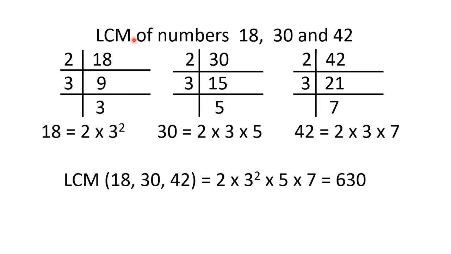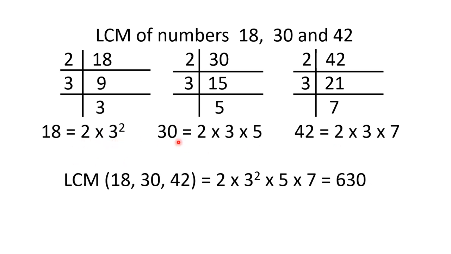So we find the LCM of numbers 18, 30 and 42 by prime factorization. We have done this prime factorization by the grid method or the division method. The prime factorization of 18 is 2 into 3 raised to power 2. Prime factorization of 30 is 2 into 3 into 5, and prime factorization of 42 is 2 into 3 into 7. Now we have to write down all the factors.